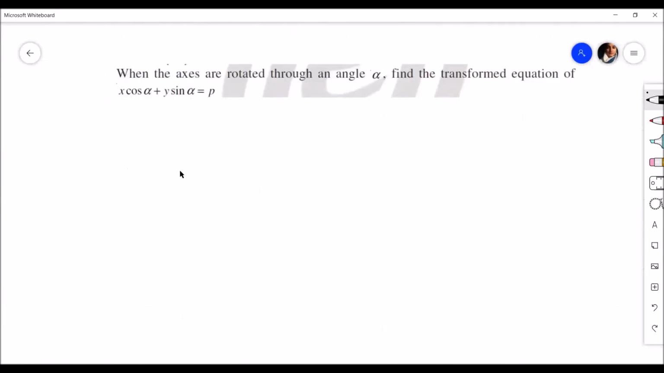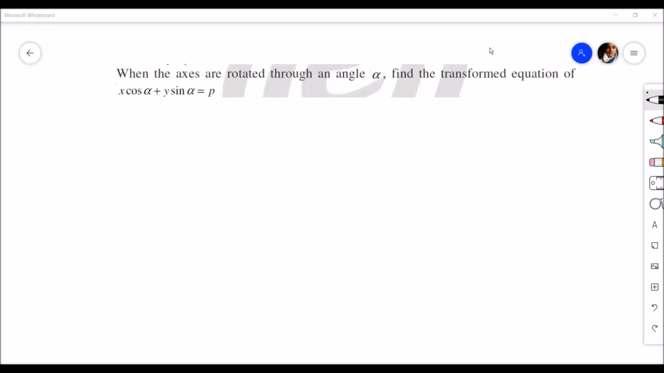It's quite an easy one. Can you give this an attempt? When the axes are rotated through an angle alpha, find the transformed equation of x cos alpha plus y sin alpha is equal to p. Right? Just give it an attempt before I solve it. I'll give you 4 to 5 minutes. Try getting to the solution here. I'll wait for you.